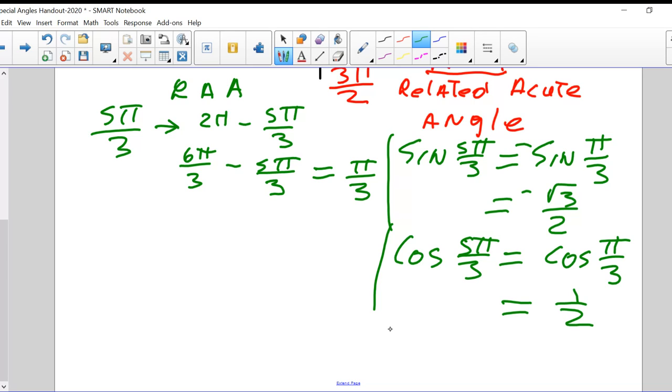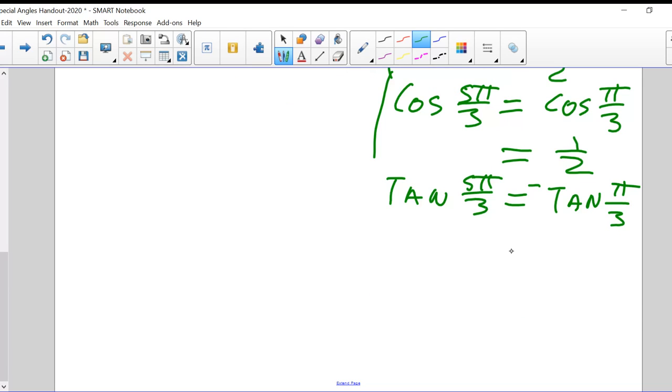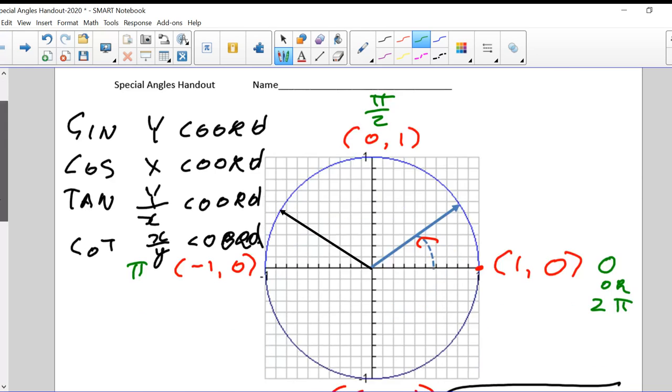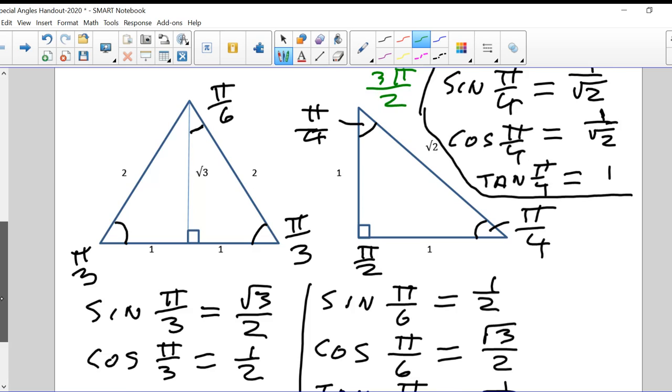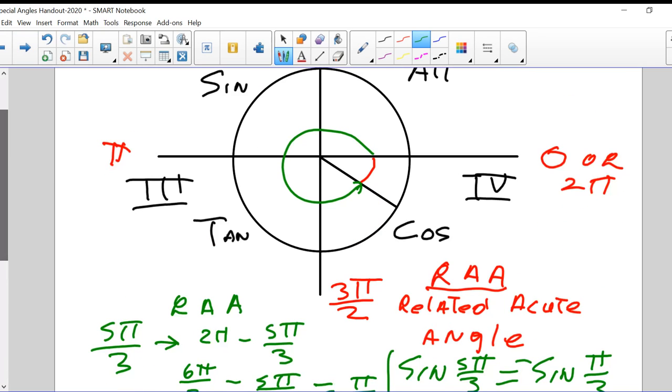How about the tangent of 5 pi over 3? We'll fill this in the chart in a second. Well, that's equal to the tangent of pi over 3. But should I make this negative? It's in the fourth quadrant, so it should be negative. And therefore, it's the negative of whatever the tan of pi over 3 is, which I forget, so I have to look back at my chart. The tan of pi over 3 is root 3. So it would be the negative of root 3, which I think somebody said already.